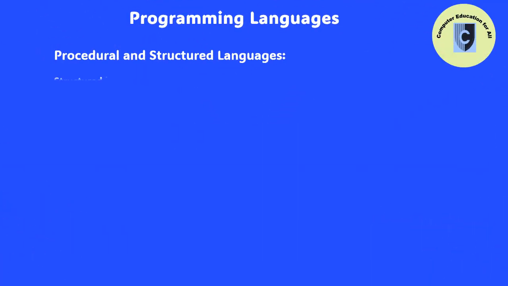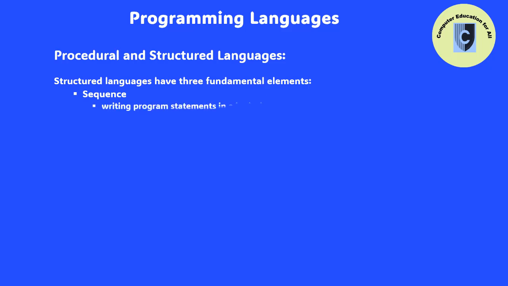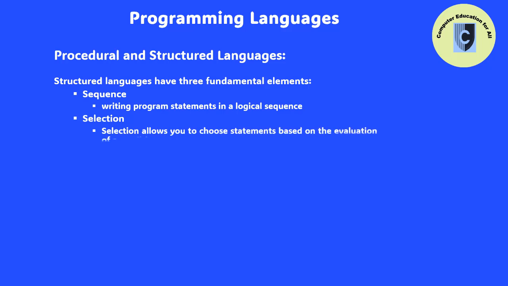Structured languages consist of three fundamental elements, which are sequence, selection, and repetition. Sequence, it means writing program statements in a logical sequence. Each step in the sequence must logically progress to the next without producing any undesirable effects. Selection. It allows the selection of any number of statements based on the result of evaluation of a condition which may be true or false.